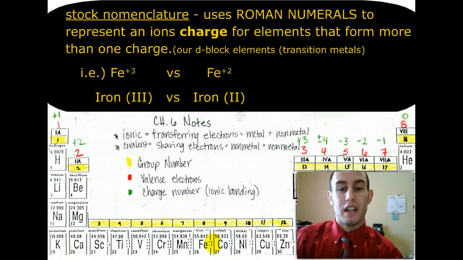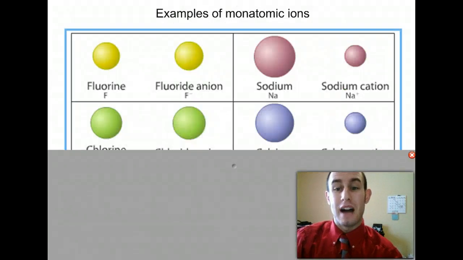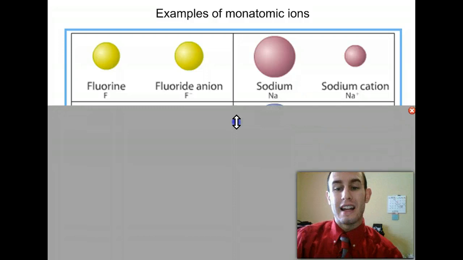Let's go ahead here and look at some examples of these monatomic, remember mono meaning one, ions. Fluorine becomes a fluoride anion. It's a -1 charge. I drop the INE and I add IDE to the end because it's an anion. Sodium, that's over in group 1, so it's going to be a +1 charge. You just write sodium cation. Again, the cation being a little smaller than the typical elements.